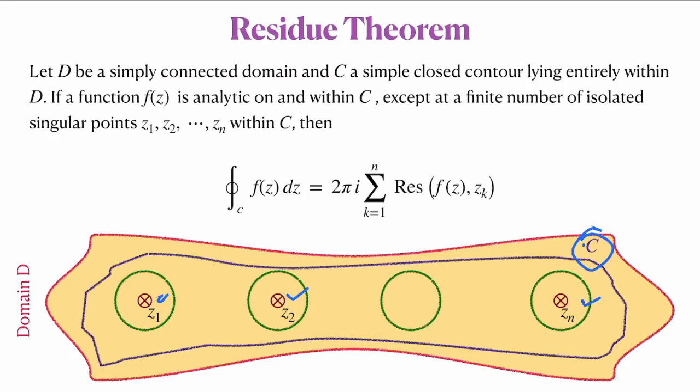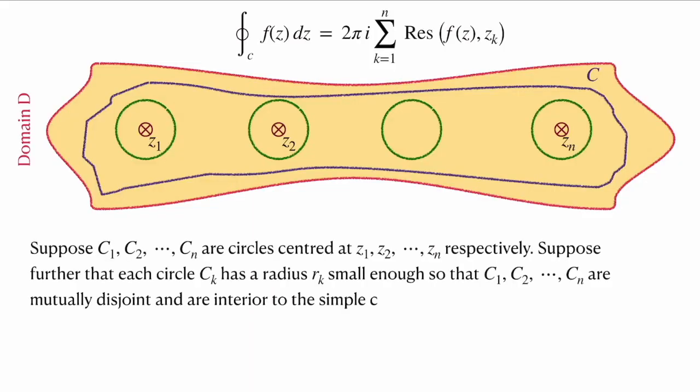All you need to do is use Cauchy's theorem again, then rearrange some of these terms to get the integral as a sum of residues. Suppose C1, C2, Cn are the circles around z1, z2 and zn. This is possible because these are isolated singularities. Suppose further that each circle Ck has a radius Rk small enough so that the C1, C2, Cn contours are all mutually disjoint and inside the closed contour C.